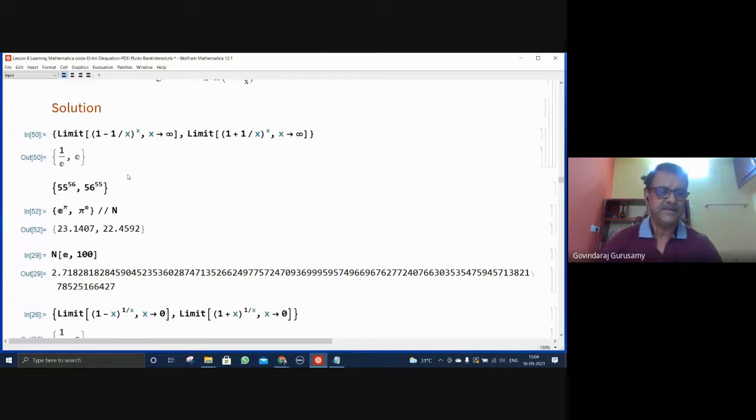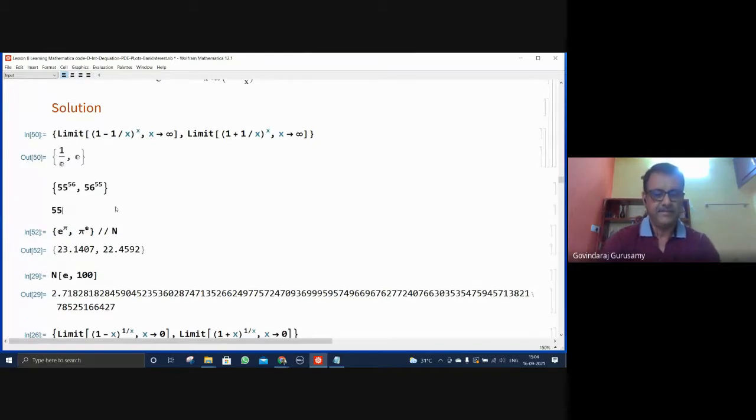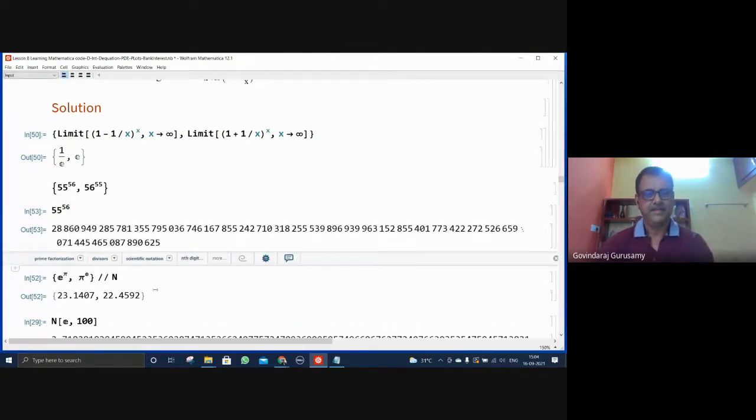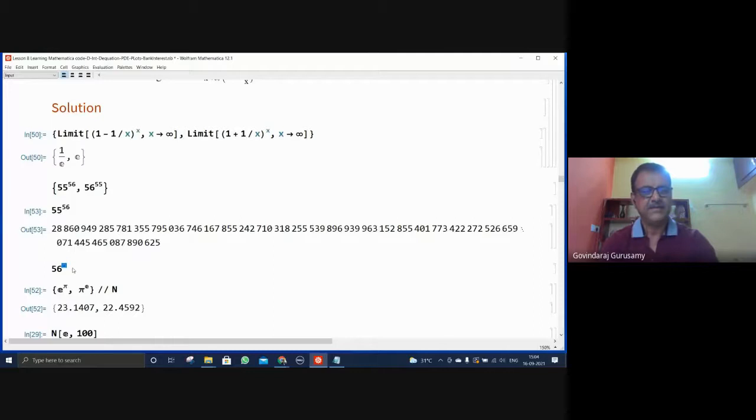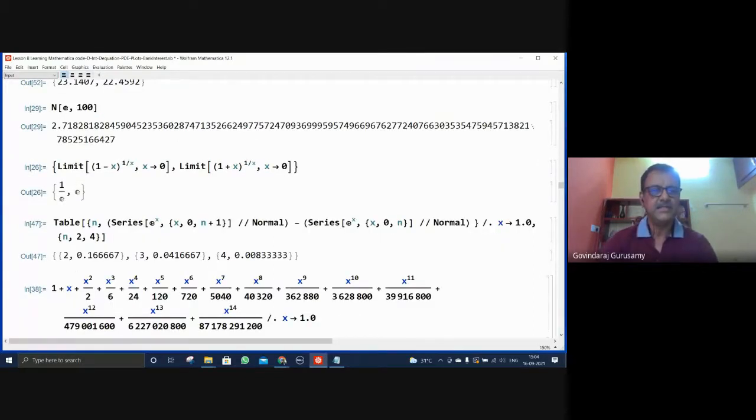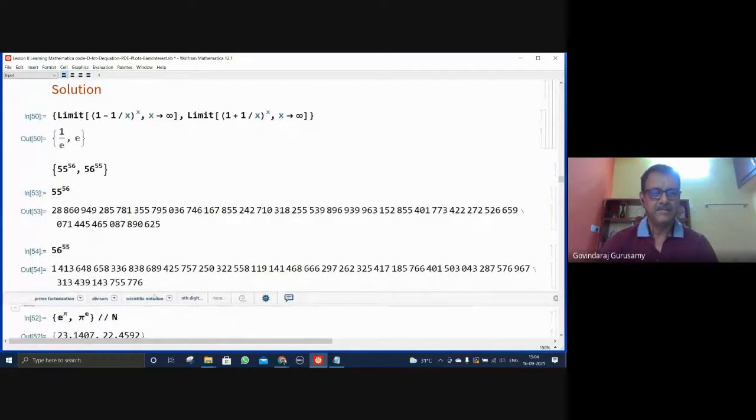One simplest way, because Mathematica can handle huge numbers, is it not? So for me, it doesn't matter. I'll find out what 55 power 56 is. That number I can find. I have found the number already. Okay, it's not a small number. I'll go to the next one, 56 power 55. Then I'll find out what this big number is. This is the number.